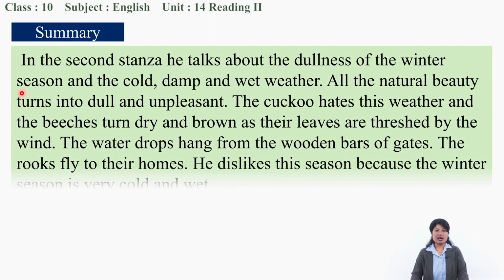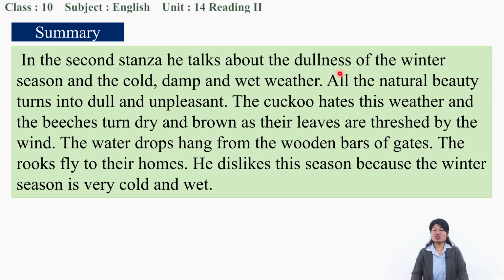Then the second stanza. In the second stanza, he talks about the dullness of winter season, and the cold, damp and wet weather. All the natural beauty turns dull and unpleasant. Everything looks dull and unpleasant in winter season. The cuckoo hates this weather, and the beech trees turn dry and brown as their leaves are thrashed by the wind. The water drops hang from the wooden bars of the gate. The rooks fly to their homes. He dislikes the season because winter is very cold and wet.